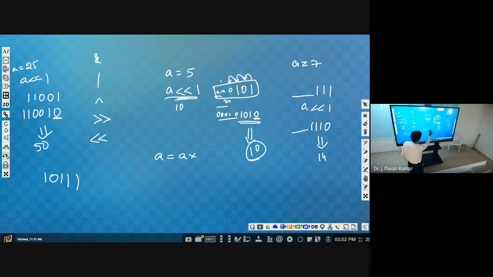Sometimes they will be asking to double the given number. You would use A is equal to A into 2 or 2 into A, or in other words A is equal to A plus A. Like this you can double the given number. But here you are using plus or star. Without using arithmetic operators, you have to double the given number. That is the question. How can you answer? By using the left shift operator. Straight answer, right? A left shift by 1 position, then it will double. That's it.